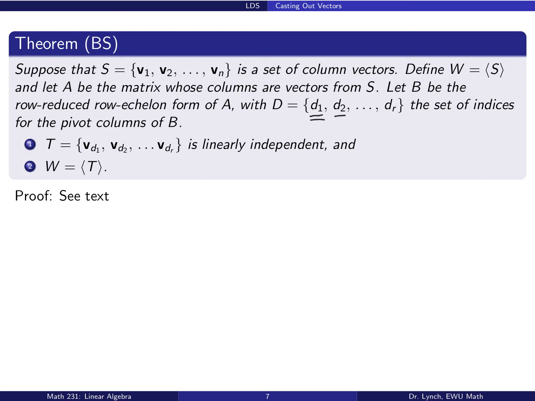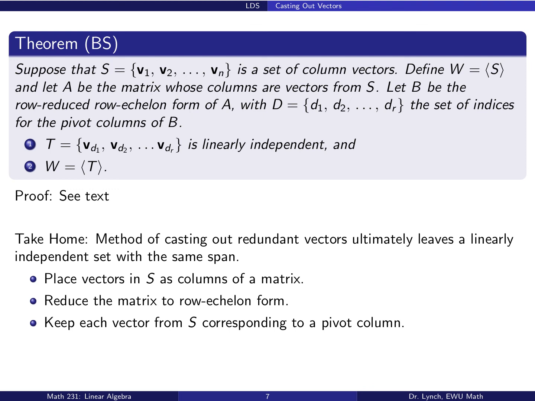if we go back to the set S, is a linearly independent set with the same span. Okay, so this gives us, again, a way to cast out vectors methodically, keeping a linearly independent set that has the same span. So again, the take-home message, for the proof, see the text, but the take-home message is that this is a method for casting out extra vectors.